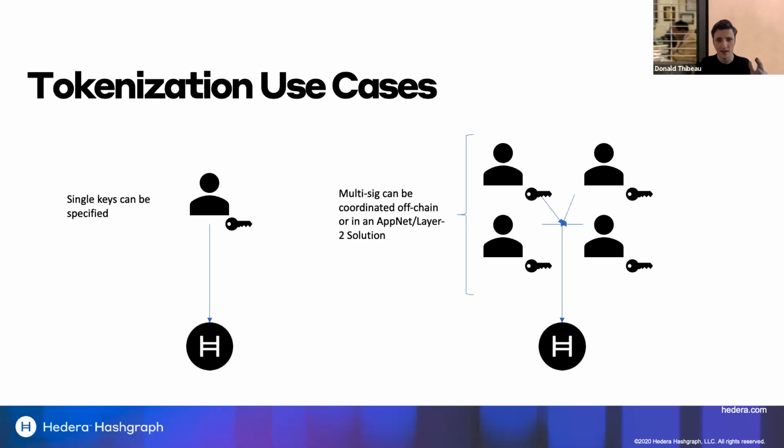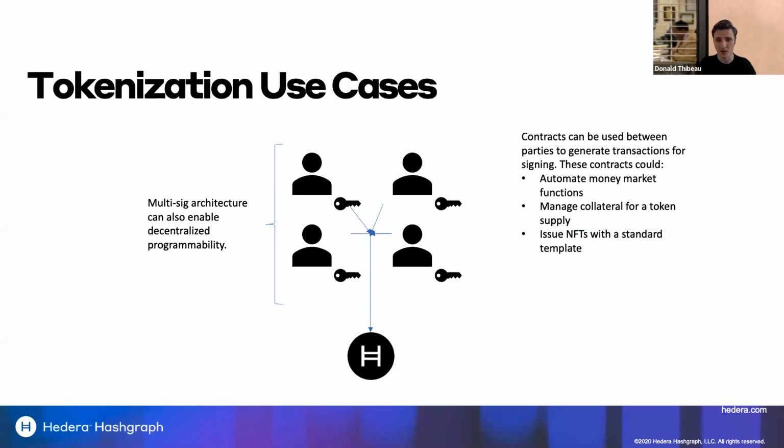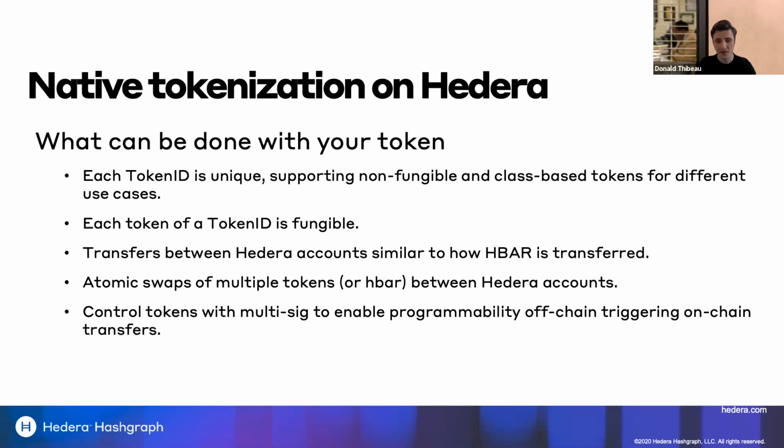And that can be coordinated with either an application network or a layer 2 solution to have true decentralization for any type of application. You can even potentially use contracts to manage that multi-sig process. So whether it's automating a money market based on some layer 1 transactions, managing collateral for a token that's issued, or issuing things like NFTs with a standard template for multiple parties, there's a whole multitude of use cases for how this layer 2 can interact with the Hedera token service. And really the list is ever growing.